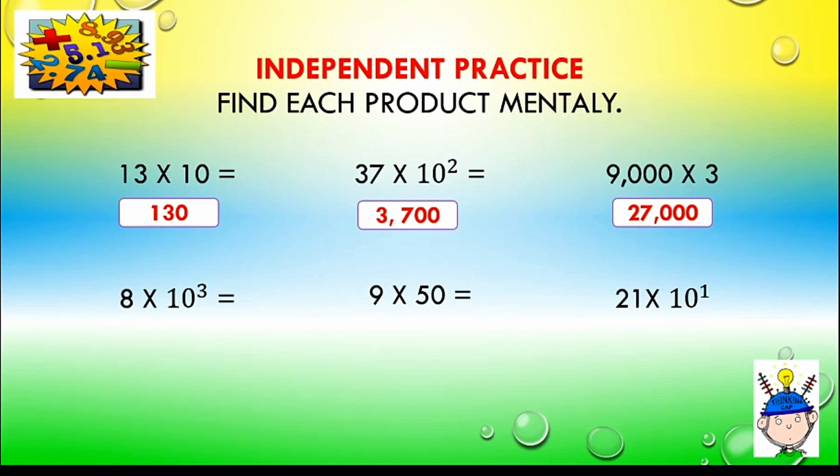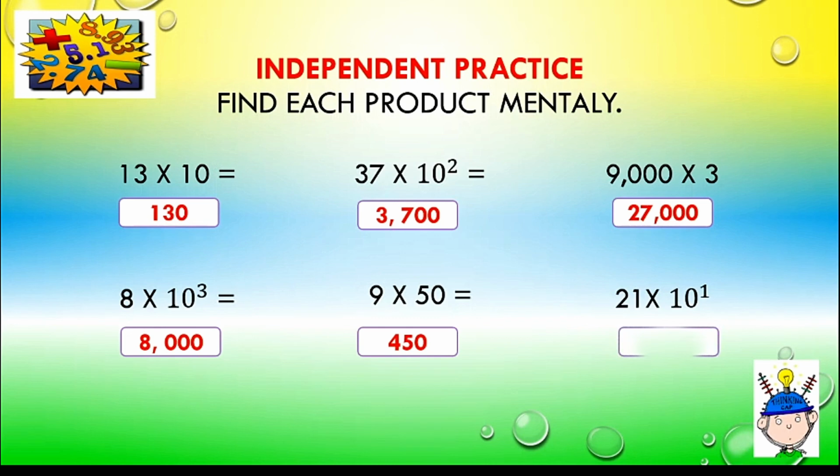Time's up. Now let's check your answers. 8 times 10 cubed. The answer is 8,000. Next, 9 times 50 equals 450. And last one, 21 times 10 equals 210. Did you get the right answers? If yes, good job.